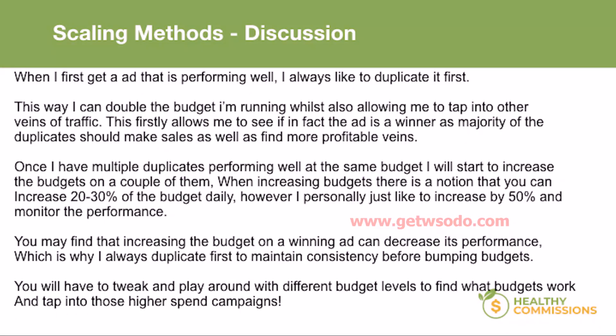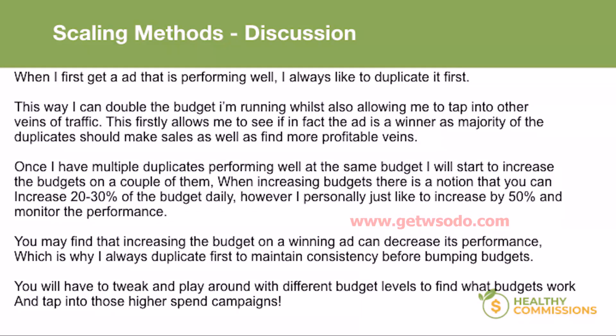And then once I have multiple duplicates performing well at the same budget, I'll then start to increase the budget on a couple of them. When increasing budgets, there's a notion that you can increase 20 to 30% of the budget daily. However, I personally like to increase the budget 50% and then monitor the performance. You may find that increasing the budget on a winner can actually decrease its performance. And this is why I always 100% duplicate first. Because if I have like 5, 6 duplicates consistently performing, and I bump a budget up on one and it decreases performance, I still have those other ad sets, other CBOs, making me ROI to maintain consistency.